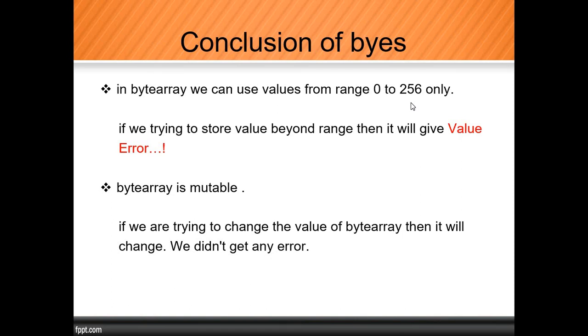If we use values beyond the range 0 to 256, we will get the error. But byte array is mutable. That means if we try to change the value of a byte array, then it will be changed. We did not get any error. What is the reason behind that? Because of the concept of mutability, we are able to change the elements of byte array. But make a note of that, we cannot change the value of bytes because bytes is immutable and byte array is mutable. So this is about these two data types, bytes and byte array.